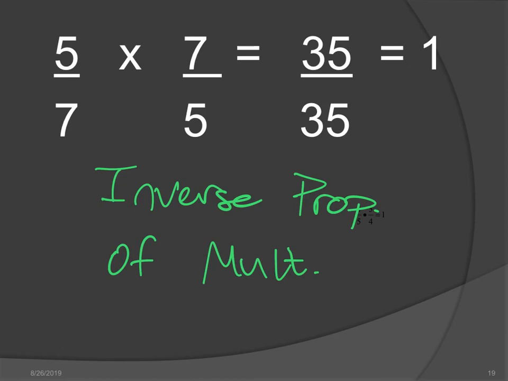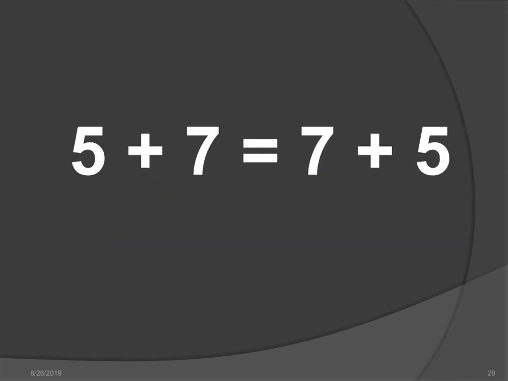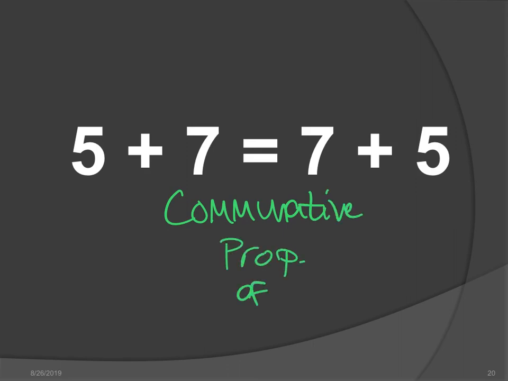Okay, these are semi-confusing. That's why we're getting a lot of practice with them. All right, there are also going to be questions on Friday. All right, here, what's going on? 5 plus 7 is equal to 7 plus 5. That's another commutative property of addition. Okay, because all you do is flip those things around.